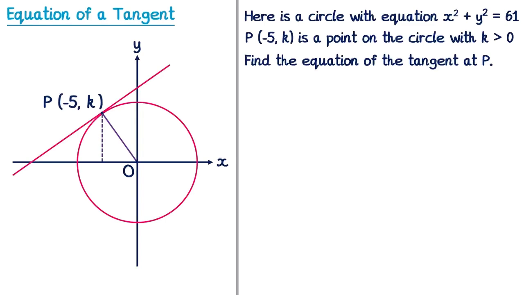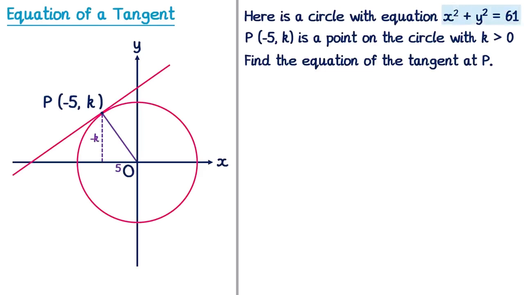So if we draw in that gradient triangle, the change in y is a bit tricky this time, since the y coordinate of P is k. So the change in y will be negative k, whatever k is. The change in x we can do though, that goes from negative 5 up to 0, so that's a change of 5. But it is possible to find the value of k, and what we need to do is use the equation of the circle that we've been given.